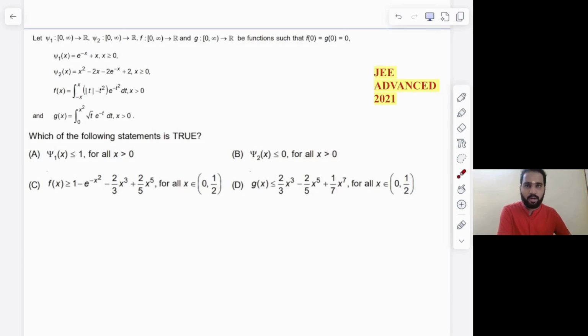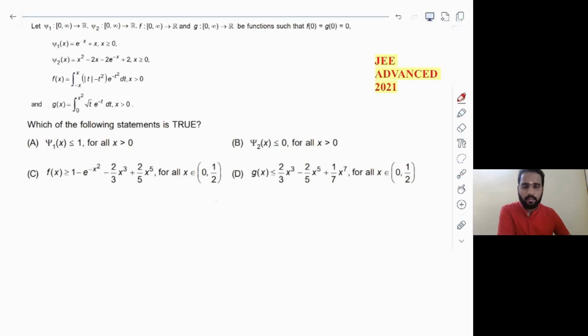So this is one of the thought-provoking questions from the chapter Definite Integration which appeared in JEE Advanced 2021. Now let's see how to tackle these kinds of questions when they come up in the upcoming JEE Advanced session. So totally four functions are given to you: psi1 of x, psi2 of x, f of x, and also g of x. In options A and B, they are talking about only the psi1 and psi2 functions. So let's try to analyze them.